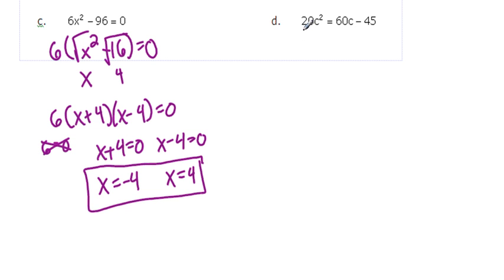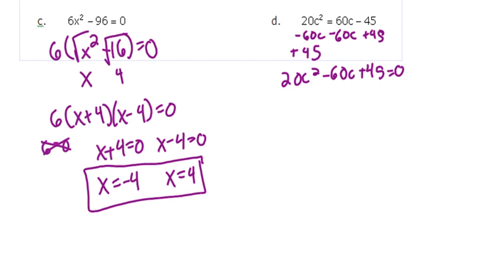And the last example, right, I have 20c squared equals 60c minus 45. Technically, the fastest way to move this would be to move the 20c squared over, but then my first number would be negative. So instead, I'm going to subtract the 60c and add the 45 so that I can get the 0 on this side and my c squared would stay positive. Now nothing over here would combine, so I have 20c squared minus 60c plus 45 equals 0.